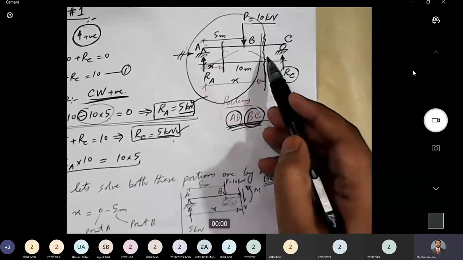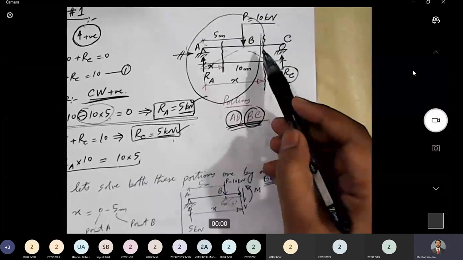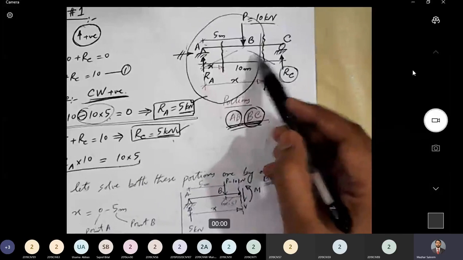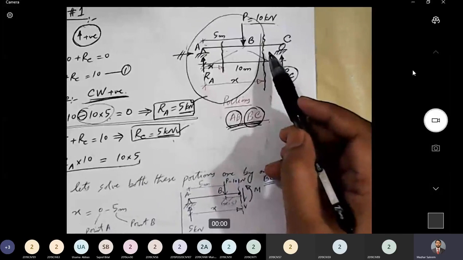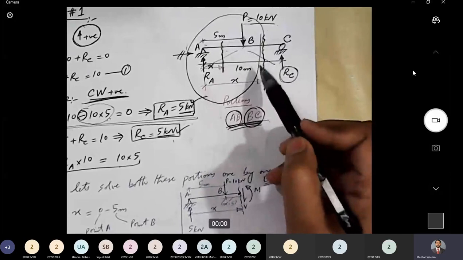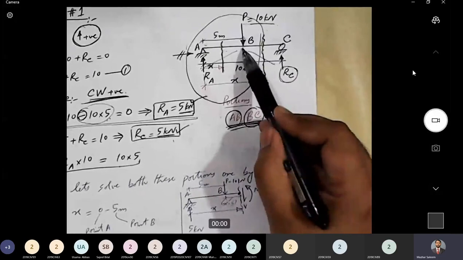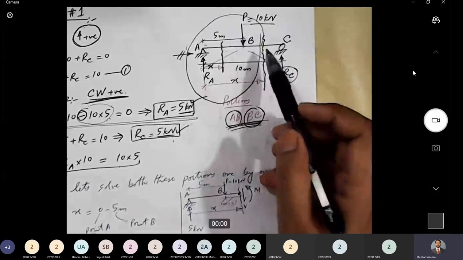Similarly, for bending moment, we said that it is the algebraic sum of all the moments acting either on the left side of the section or on the right side of the section. Which means that we need to consider the entire part of the beam either on left side or on right side. We cannot just consider portion BC. Okay.